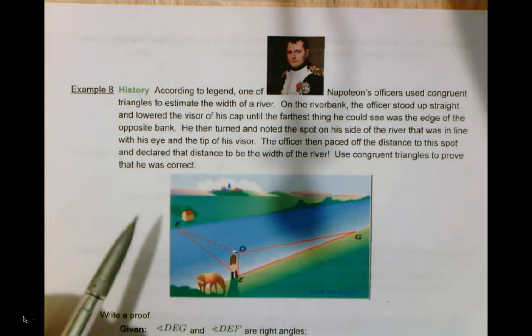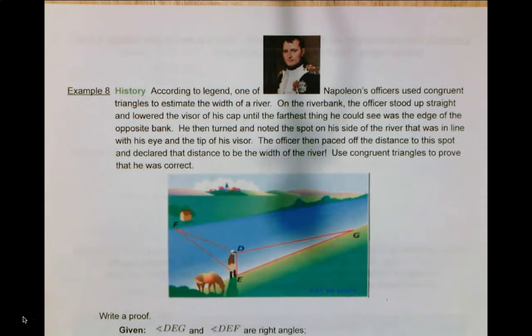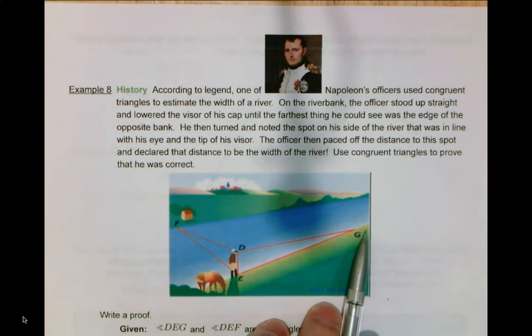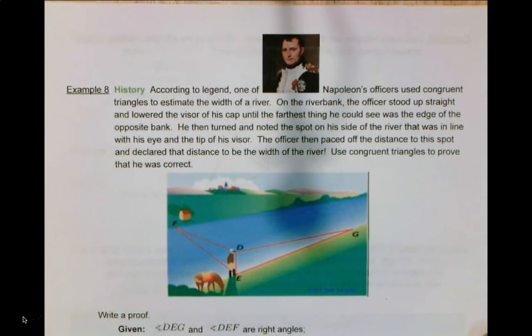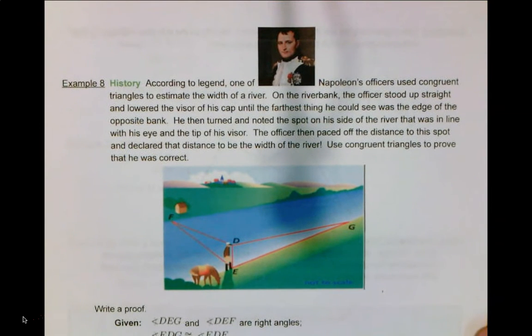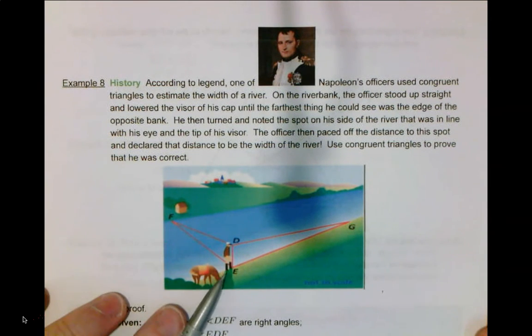He turned, noted the spot on his side of the river that was in line with his eye and the tip of the visor. The officer then paces out to that spot and declared that distance to be the width of the river. Using congruent triangles, prove that he was correct. How did he know that that definitely was the same as across the river? How does he know that EG is congruent to EF?